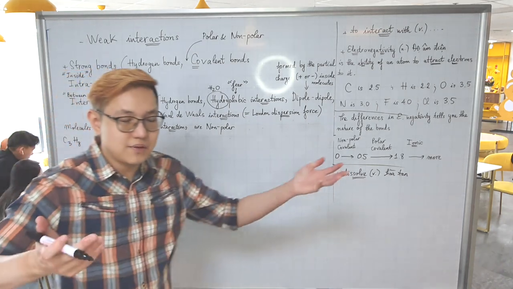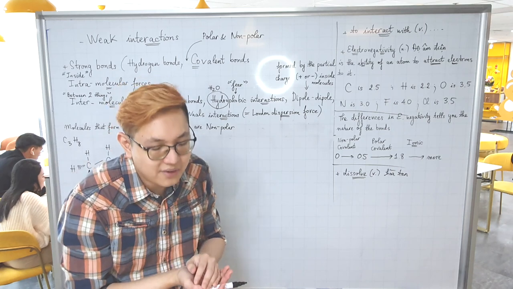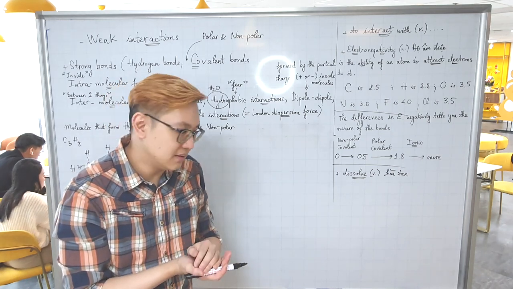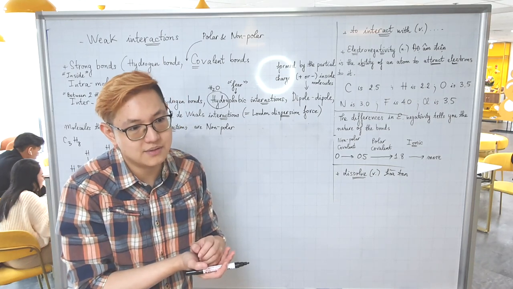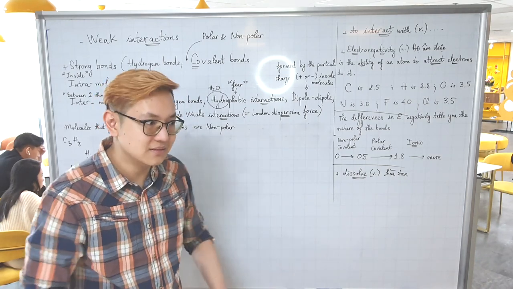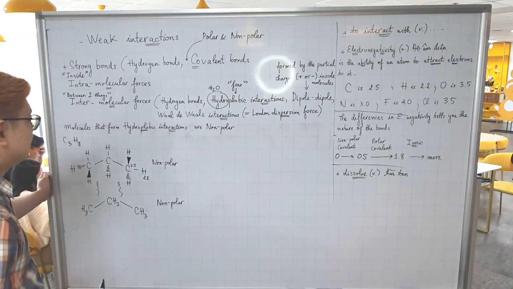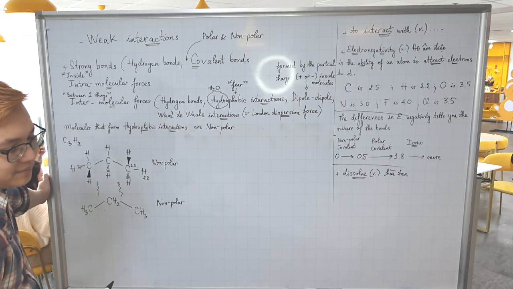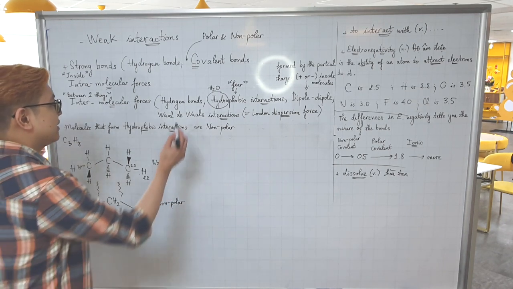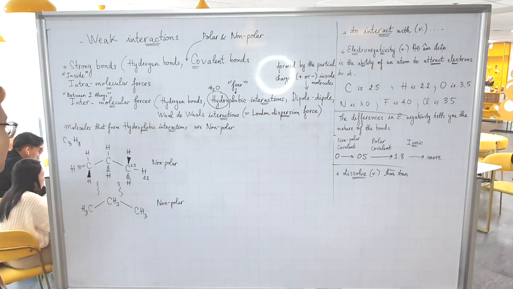So, non-polar molecules tend to go together. They are afraid of water. This kind of interaction is quite weak. It's quite weak. Weaker than hydrogen bonds. You understand how it is?